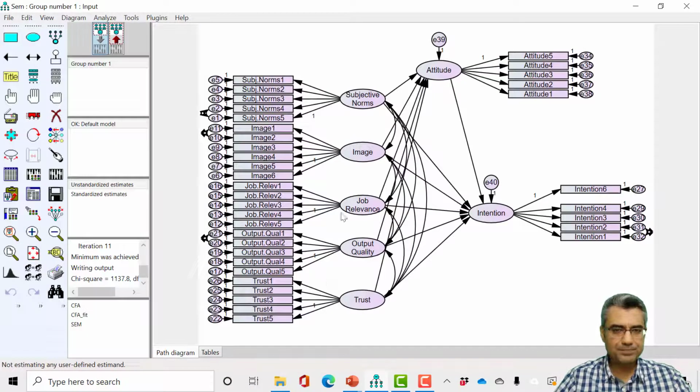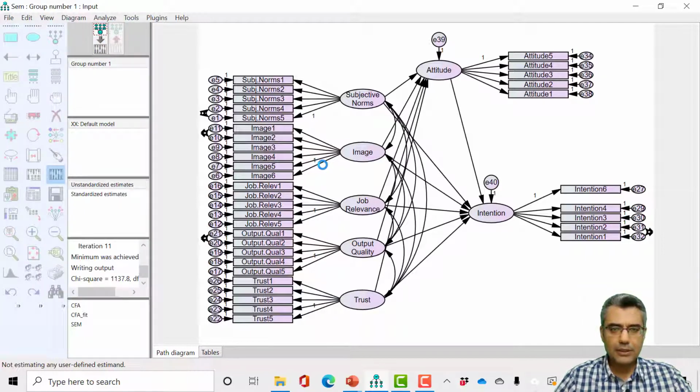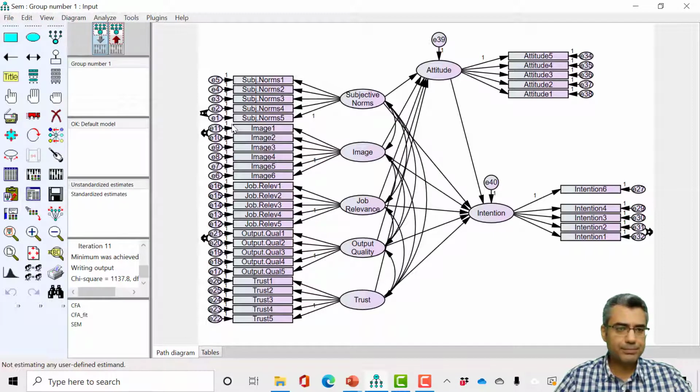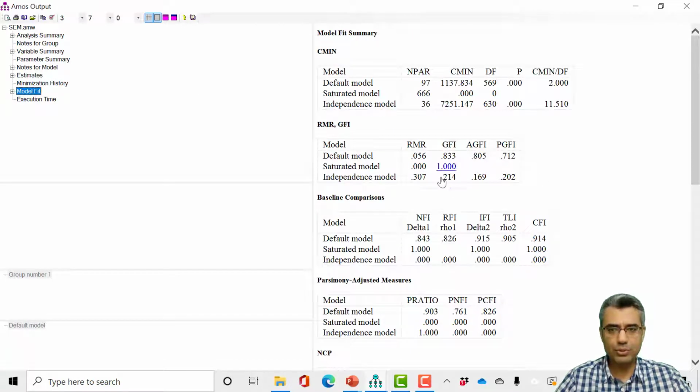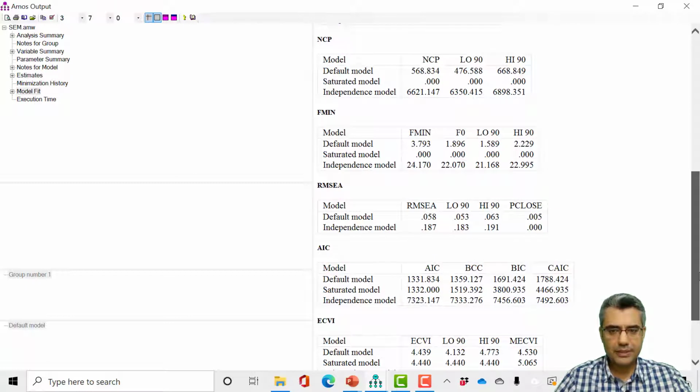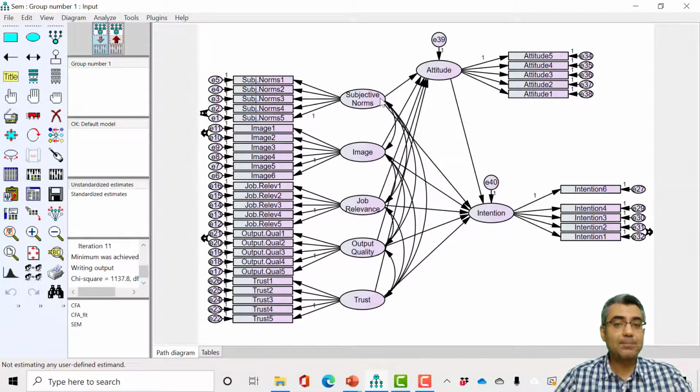We already have the model. So the first thing always is to test the model fit, and this is what we already did in the previous videos when we constructed the SEM model, and the model fit was good. Yeah, you see it's good, and RMSEA is good. So anyway, now what we want to do is to test the mediation.